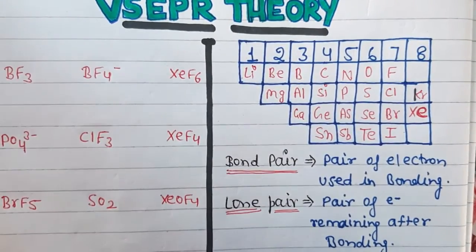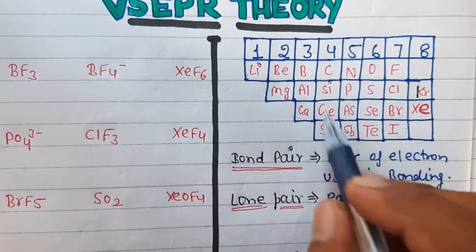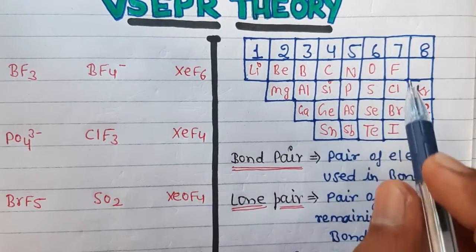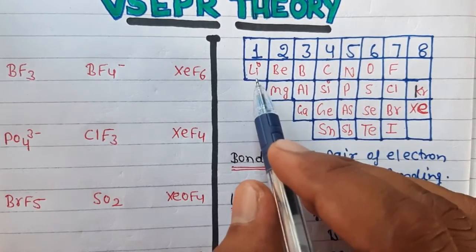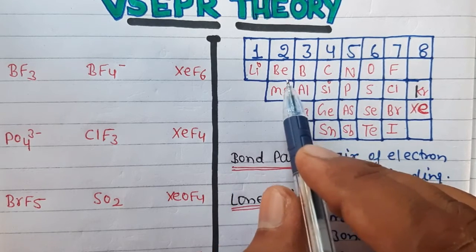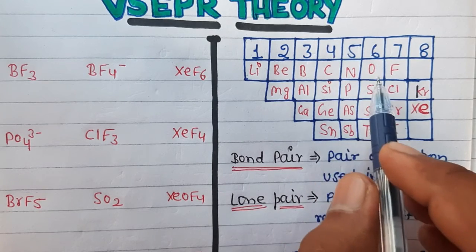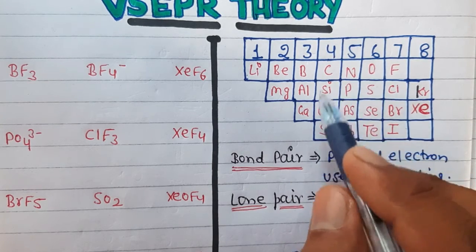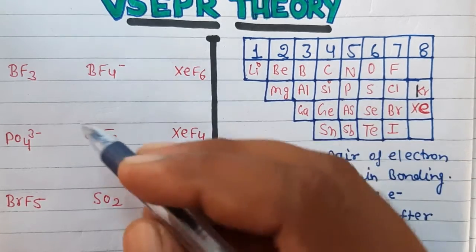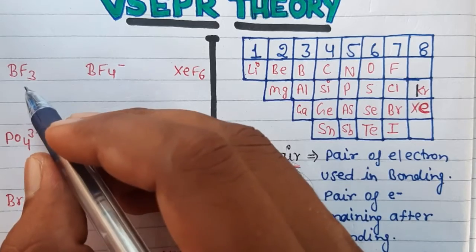And here I draw a table. You can see over here the valence electrons of these given elements. For example, the valence electron of lithium is 1, for boron it is 3, for beryllium it is 2, carbon 4, nitrogen 5, oxygen 6, right? And with the help of these valence electrons we can easily find out the lone pairs and the bond pairs in a given molecule, right?